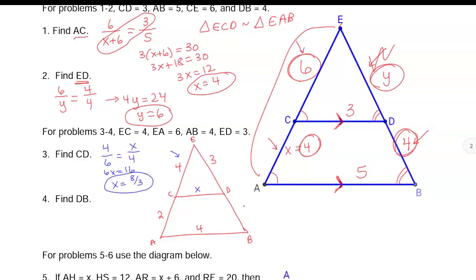For DB, I can use side splitter. That's one of the pieces of a side. Let's call that y for now. We're going to set up a fraction with the pieces. So the 4 on the left goes over the 3 on the right. So 4 to 3. And then I'm going to do 2 to y, equals 2 over y. Cross multiply is 4y equals 6. So y equals 3 halves.